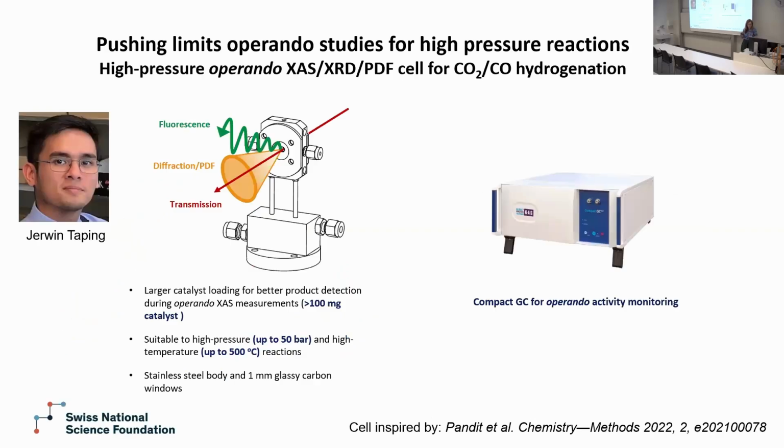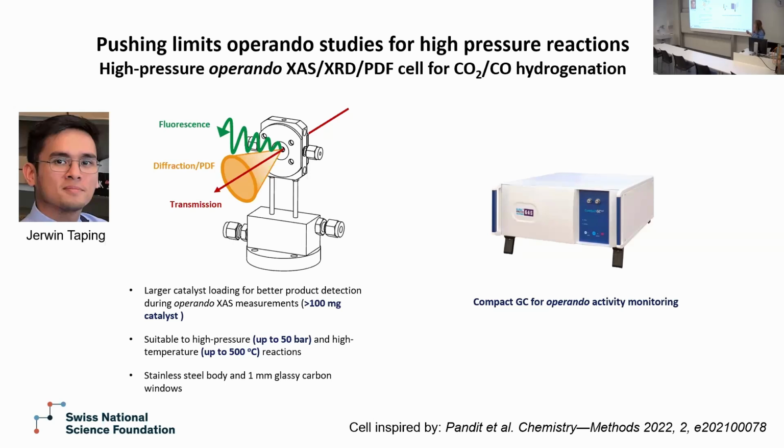Yeah, just to show you a couple of examples of what we are now working on. We would like to push the limits of pressure, for example, studies of high pressure reactions with X-ray absorption spectroscopy. So this cell, which is already built, we are planning to use for CO2 and CO hydrogenation, and we can load in this cell up to around 100 milligram of catalyst, and it can go to 50 bar pressure and 500 degrees Celsius, thanks to glassy carbon windows.